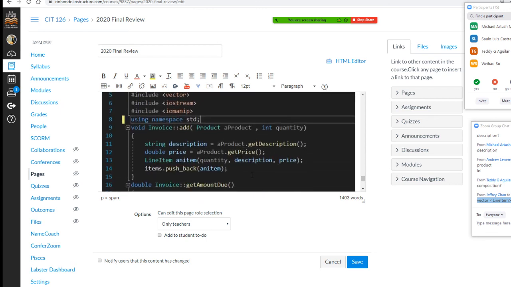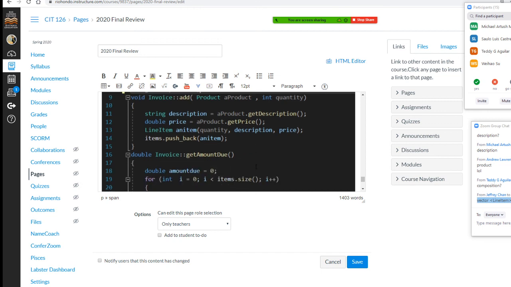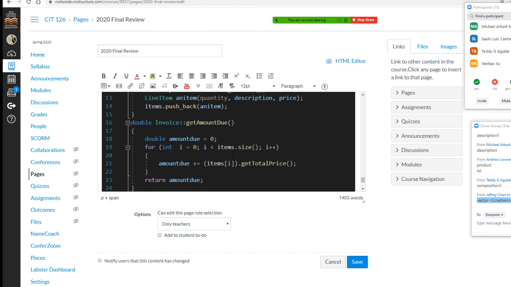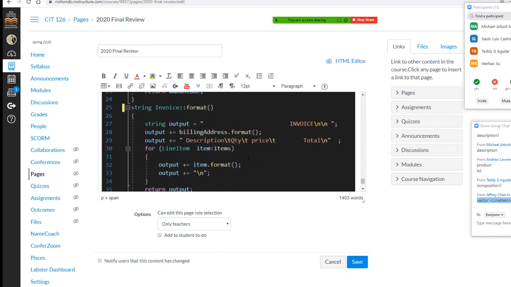Then to add to a vector is called push_back. Try to memorize that. Then to get amount due, I already told you, you calculate. Whenever you need to calculate, don't set it as a class variable. So the item vector has a size. You get that size, and you accumulate amount due. And when you format the invoice, format invoice.